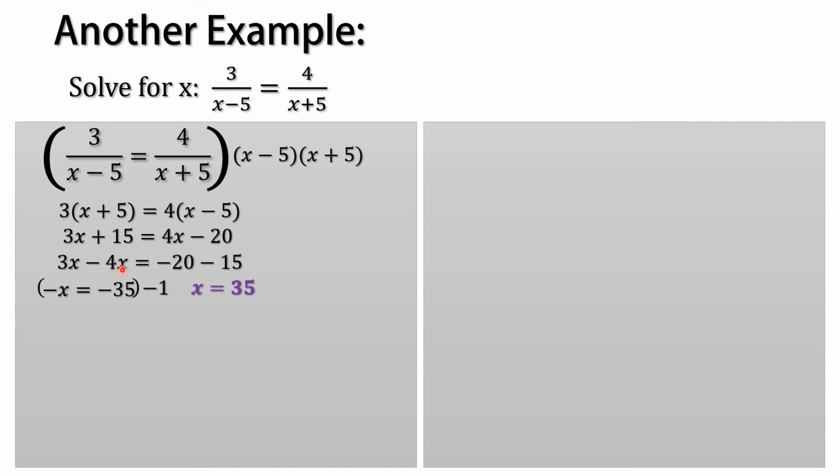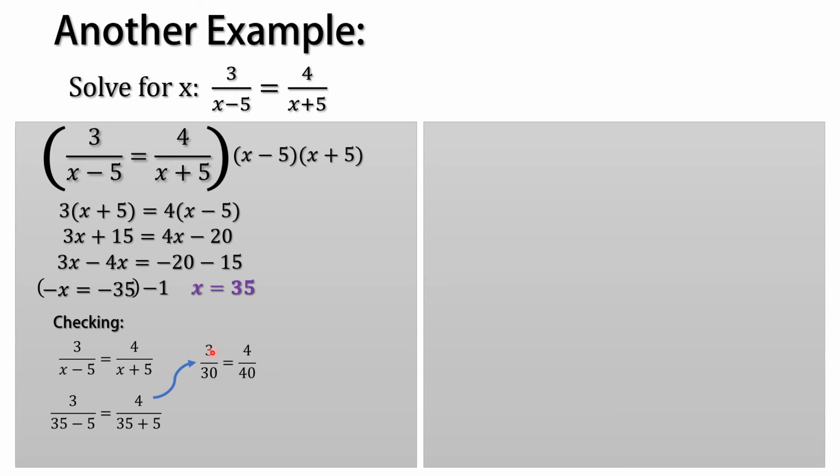So let's have the checking. Copy the given equation and then substitute 35 for each x variable. So we have 3 over 35 minus 5 equals 4 all over 35 plus 5. And then let's simplify them. Copy 3 all over 35 minus 5, that is 30. And then copy 4 all over 35 plus 5, that is 40.